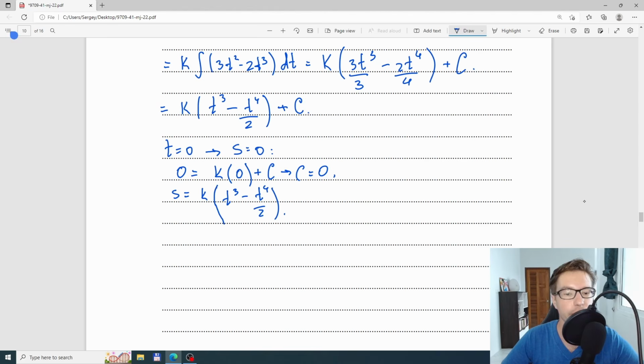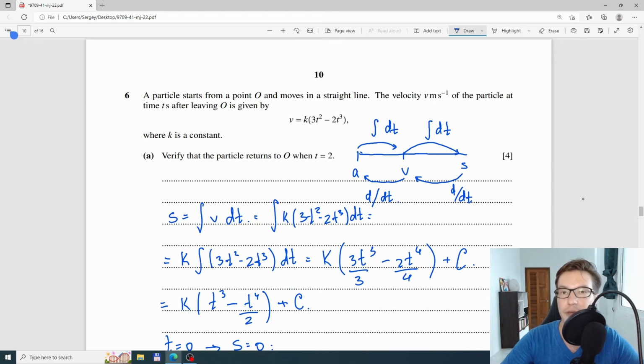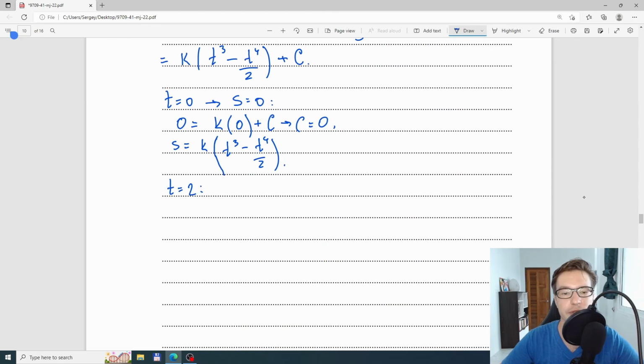Okay, now we have to show that when t equals 2, the particle returns back to O. So substitute t into the formula. So s of 2 is going to be k times 2 cubed, 8, minus 2 to the power 4, 16, over 2, which is 8. So all in all, we got 0. Verified.